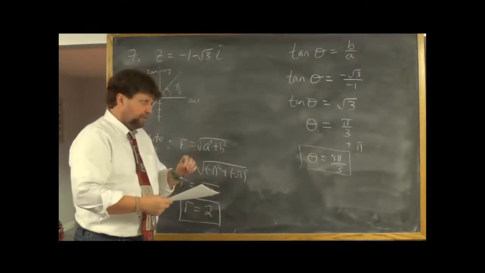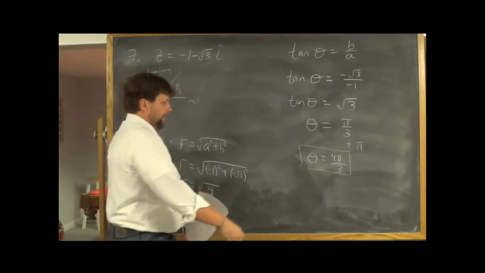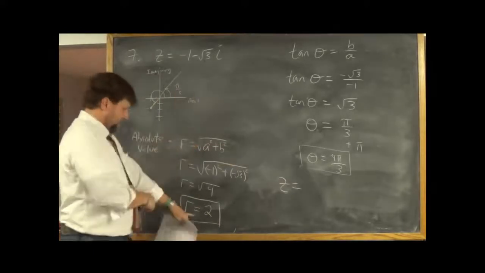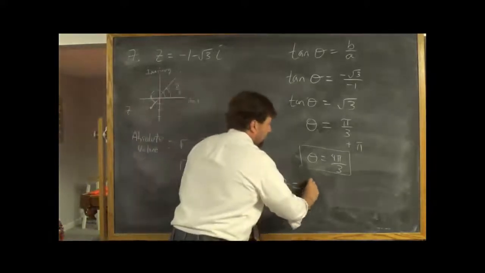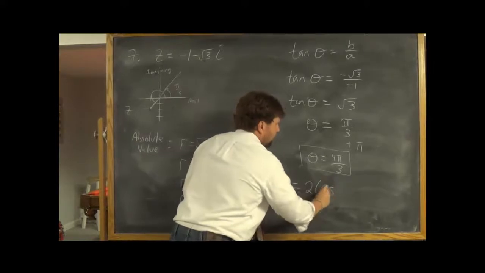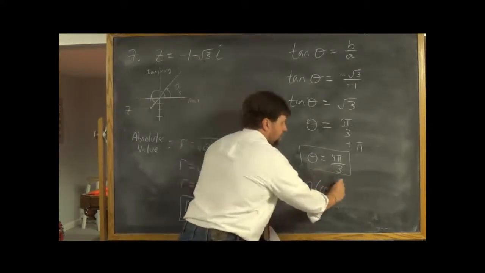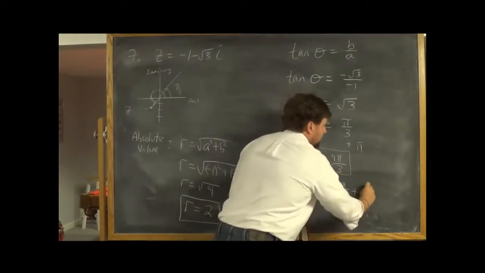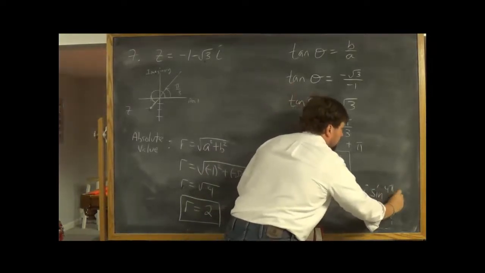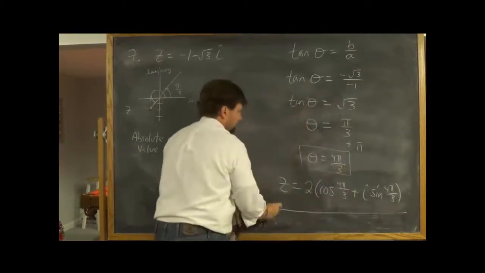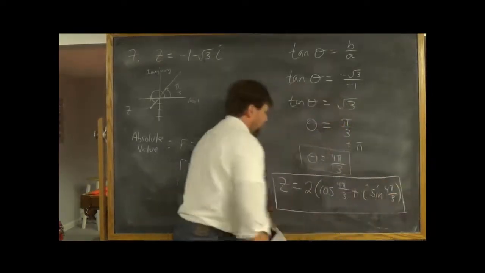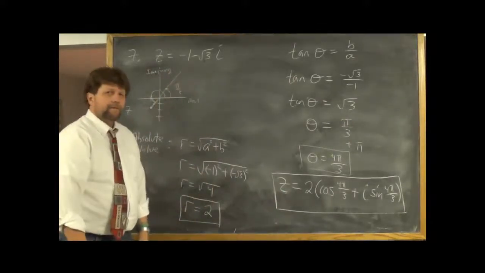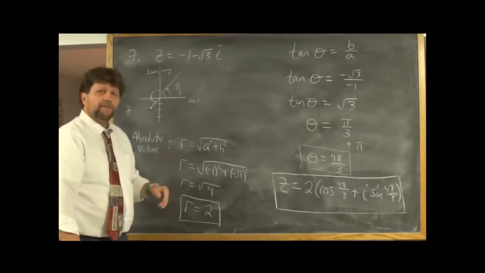So now remember, the polar form of a complex number is r, and here we found r to be 2. So it's r times cosine theta, where theta is 4 pi over 3, plus i sine theta. And that is the polar form of that complex number. So that's it for number 7.